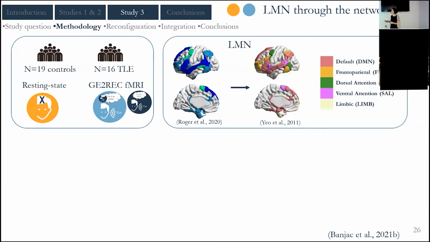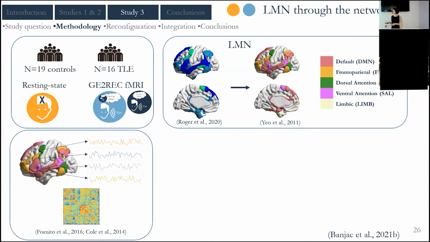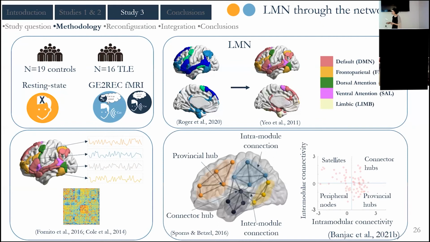For our network, we used previously defined language and memory networks within our research team, and we translated these regions into resting state networks. For each of these regions, we extracted signal variation, so time series, and then we correlated regions simply to obtain one correlation matrix. We obtained a correlation matrix for each group, for each task. On each of these correlation matrices, we then performed community analysis.